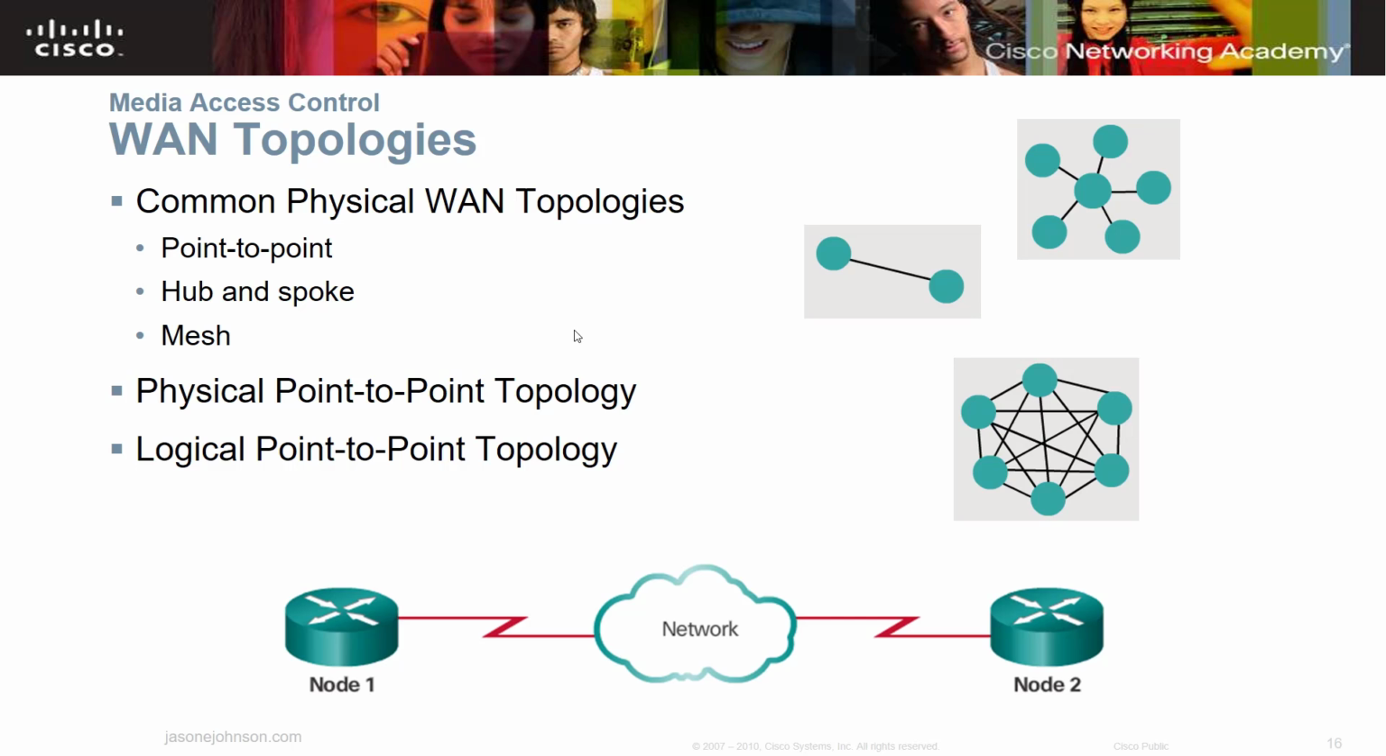Now, when we talk about WAN topologies, the common physical WAN topologies are point-to-point, hub and spoke, and mesh. And you're going to go in your reading and learn about different ones, where we have the star topology, you have your mesh topology, you have your point-to-point. You want to read up on those. When we talk about the different ones, this is a star topology here because it looks like a star, or you've got a central location with all of the spokes coming in.